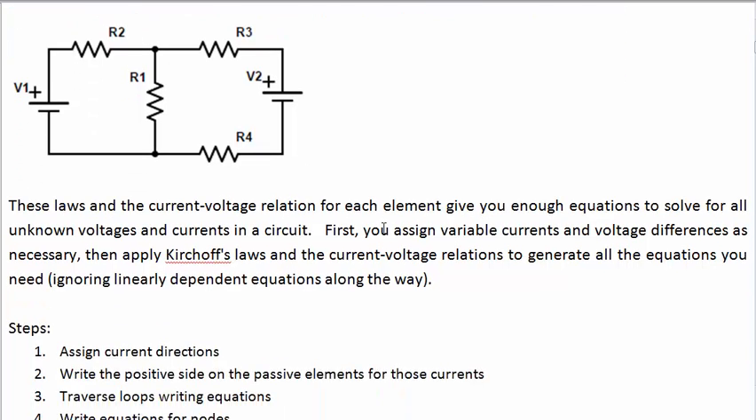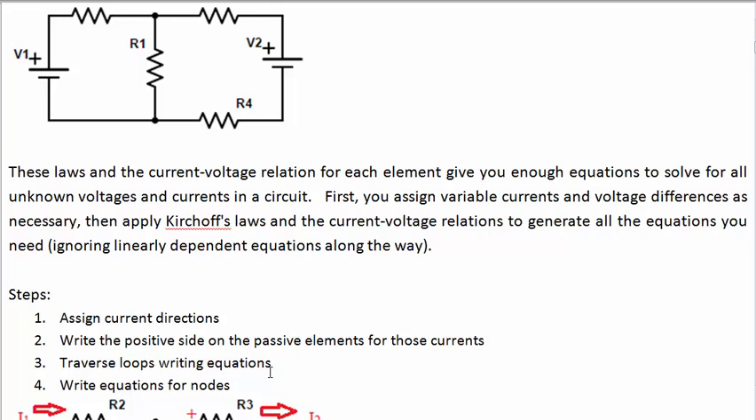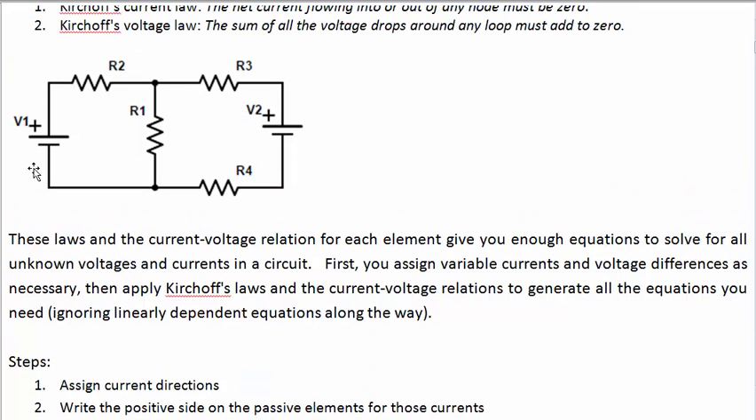All right, let's see if we can recap that. Assign the current directions, write the positive side on the passive elements, traverse the loops writing the equations, write the equations for the nodes. You can do the node equations first if you like. So if you know how to do that, then pause the video and do that yourself. Okay, everybody back. Let's see how you did.